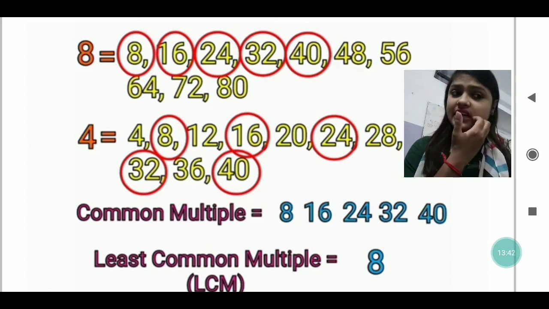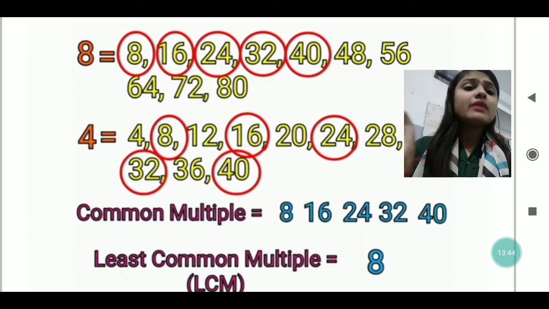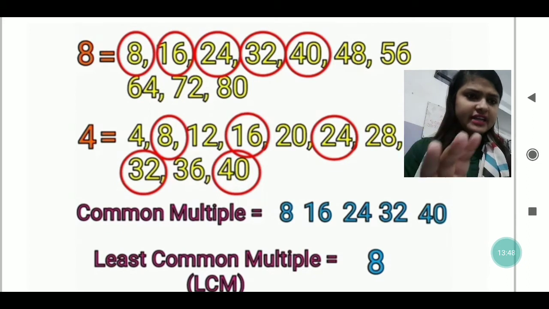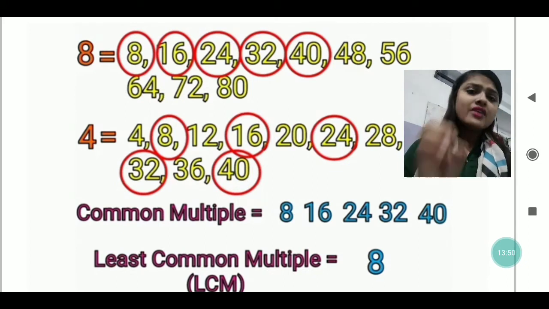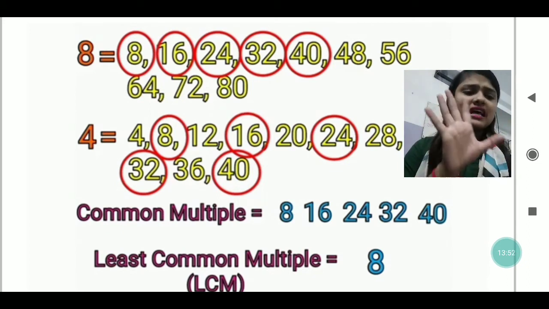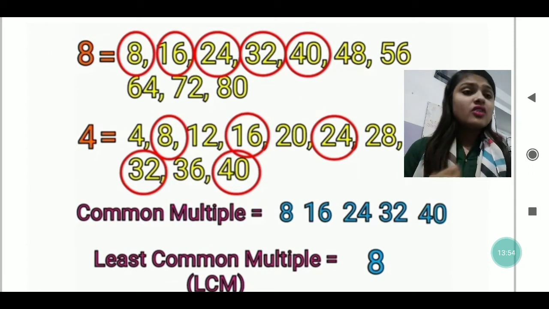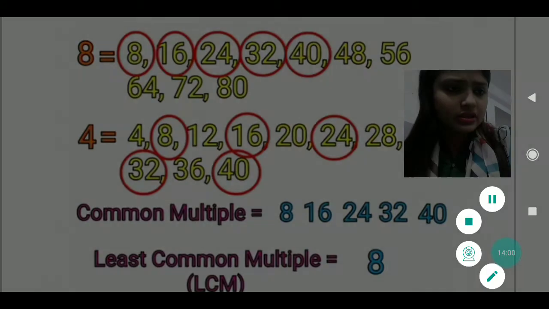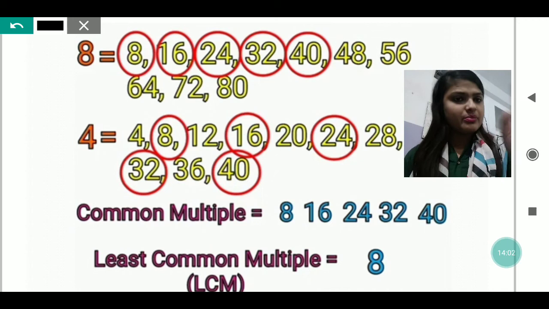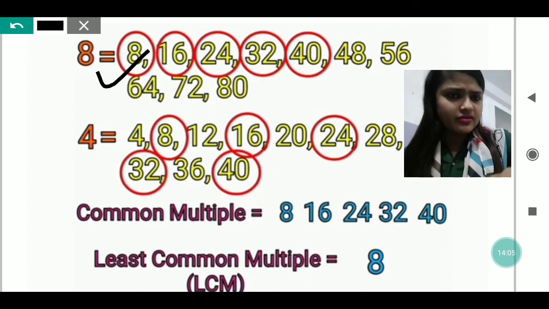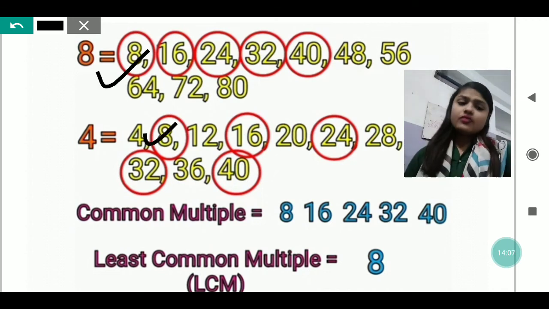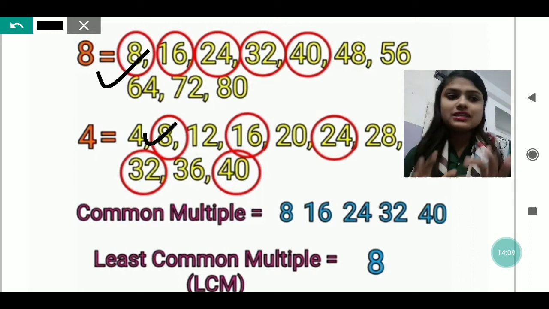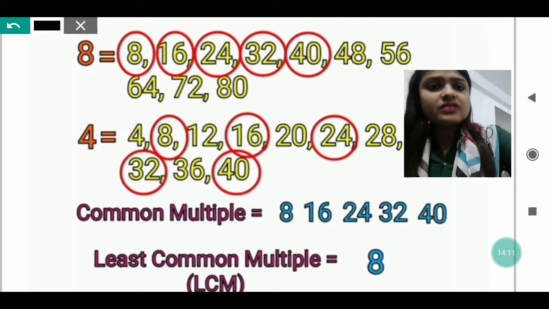Like 8 and 4: the common numbers between them, from 1 to 10, when we read the tables of 8 and 4, we get 5 numbers common between them. But which is the least number common between them? The first number, that is 8. Okay, 8 is common in both, and that is the least common number between both. 8 1s are 8 and 4 2s are 8. That is the least common which we are getting. This was the first method.